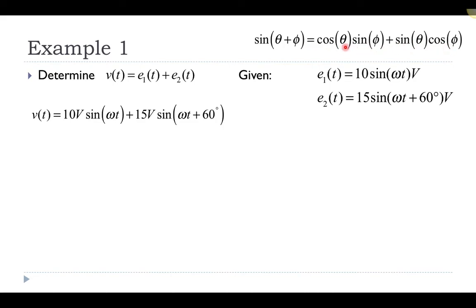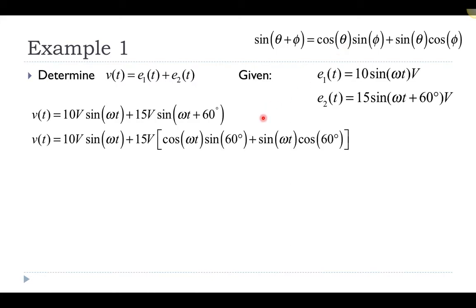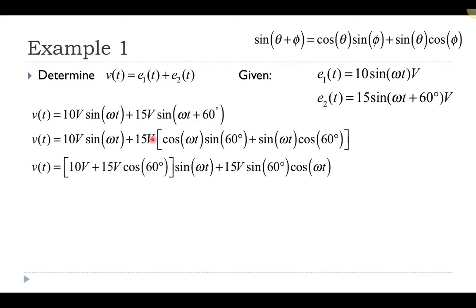And this is just one of those trig identities that we learn in some of our math classes. So if I use that identity, my first term stays the same. My second term, I would have cosine omega t sine of 60 plus sine omega t cosine of 60. So now I can collect like terms in terms of the sine omega t and cosine omega t. The terms that have sine omega t in them would be 10, and there's also a term here with sine omega t which has a cosine of 60 and a 15.